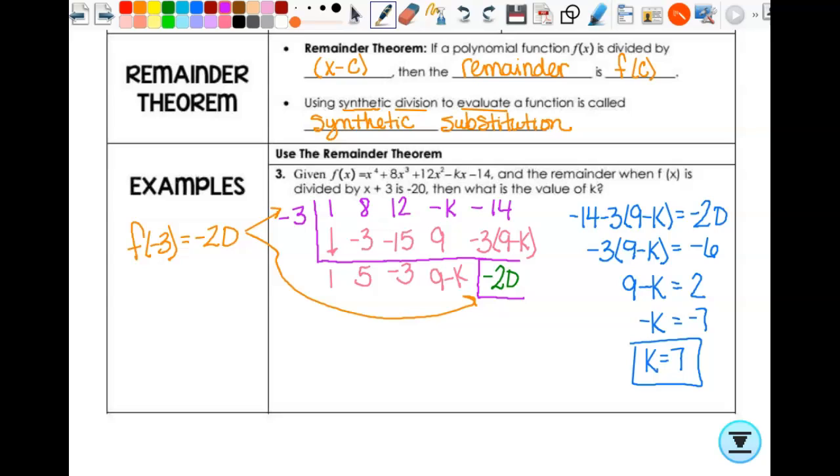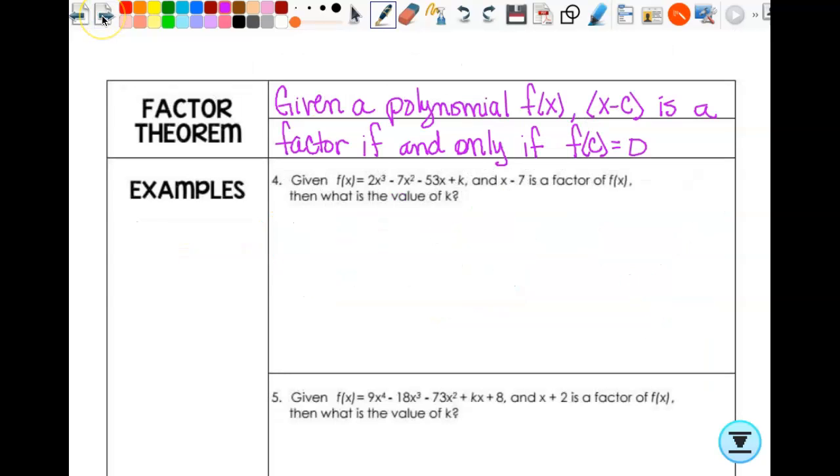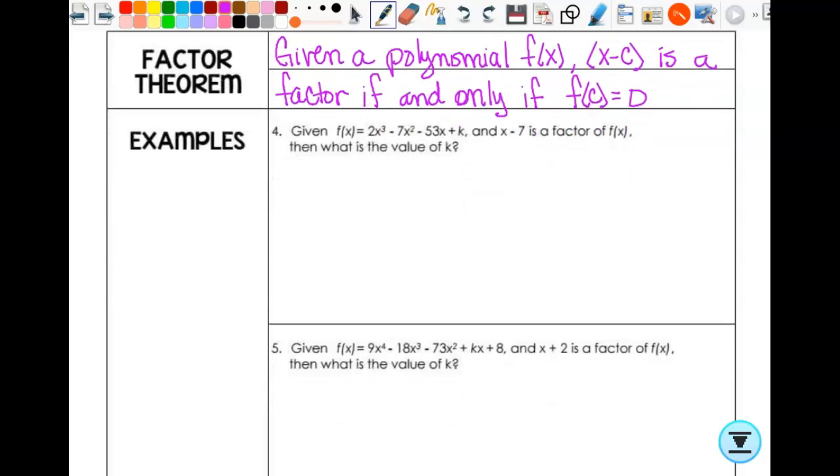All right. So let's look at number 4. This says, given this polynomial, and x minus 7 is a factor of f of x, then what is the value of k? Okay, so we're going to do our synthetic division again. We're going to put 7 on the outside. On the inside, I'll have 2, negative 7, negative 53k, and I should have 4 numbers, so I'm good.